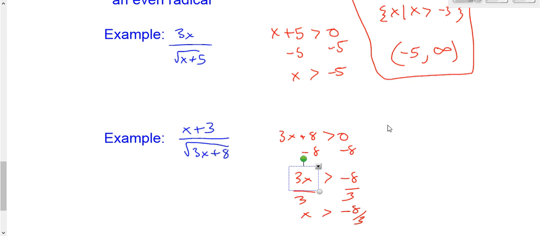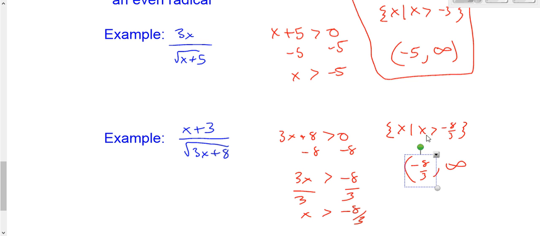And so our domain as an inequality is x such that x is greater than -8/3. And as interval notation, we start at the -8/3. We are not equal to it, so we put a parenthesis, and we go all the way to infinity because it's just greater than, which means there's no upper limit. And that's our interval notation for the domain. And there we go.